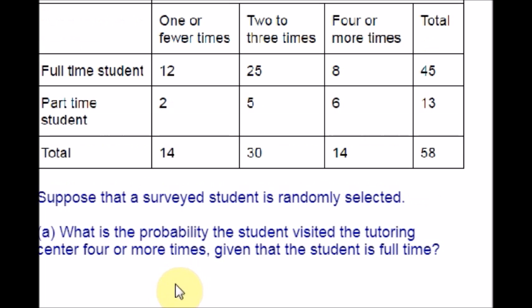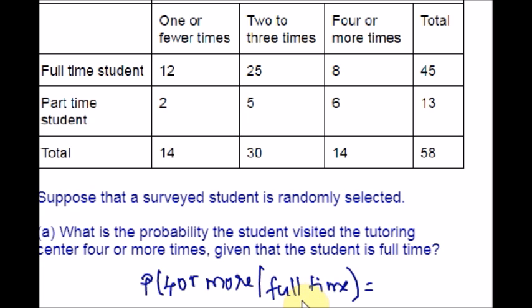So in this question, we are supposed to find the probability of 4 or more times given that the student is full-time. Under this given condition, we are supposed to find this probability. So here 4 or more times for full-time students is 8, and the total number of possible outcomes is 45. So 8 over 45. You can give your answer either in fractions, decimals or percentages. Hope you're clear with part A.